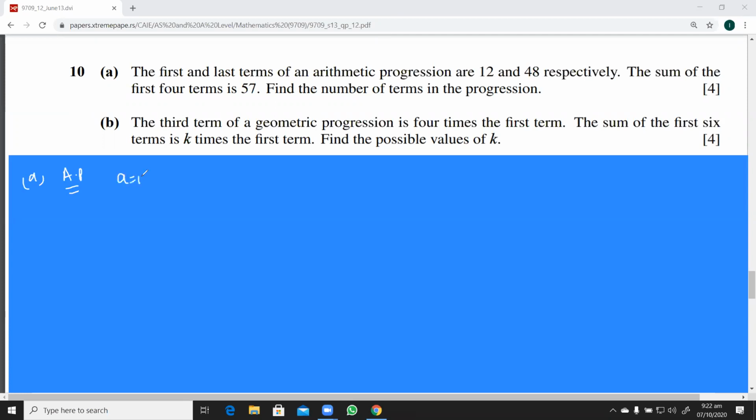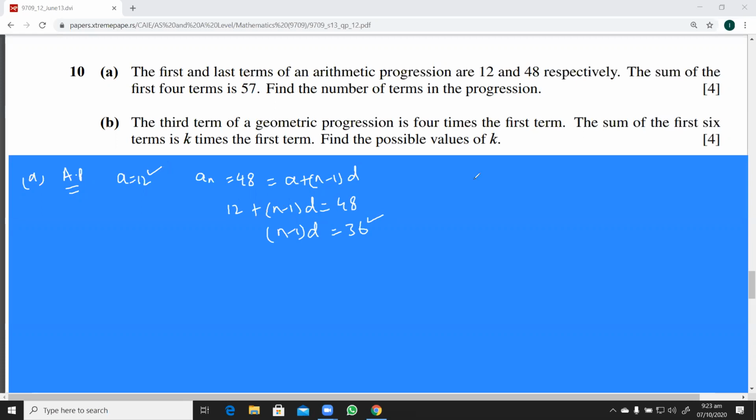So a is 12. The last term is 48. So I would note it down as an equals 48, or I can write it as a plus n minus 1 into d. Since I have a, I can use that. So that is 12 plus n minus 1 into d, that is 48. So n minus 1 into d is going to be 36. So we have a, and we have another relation between n and d over here.